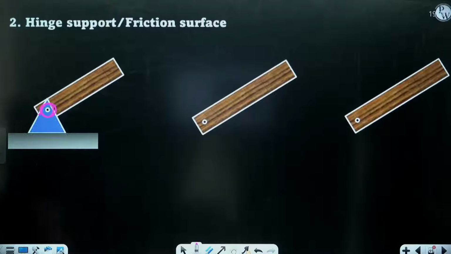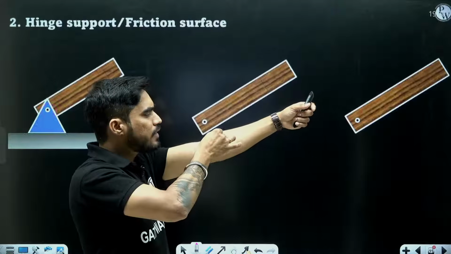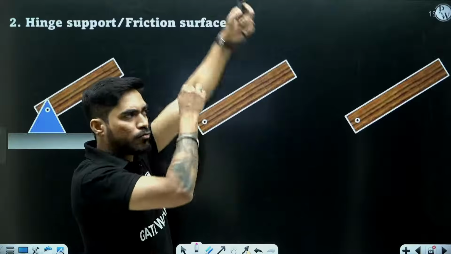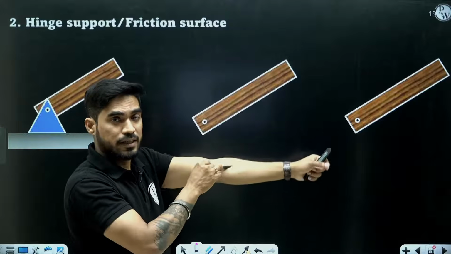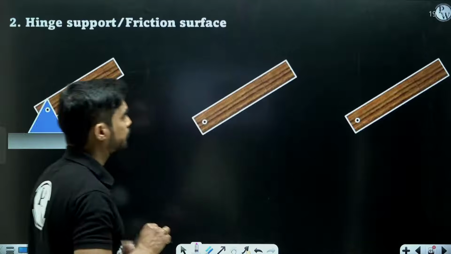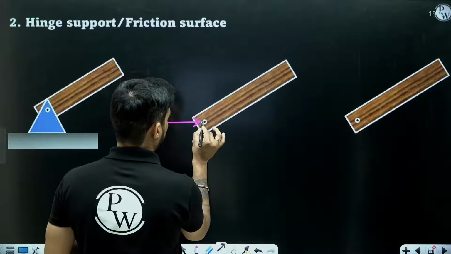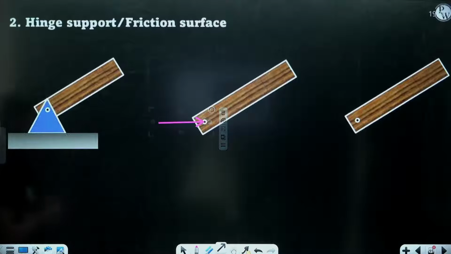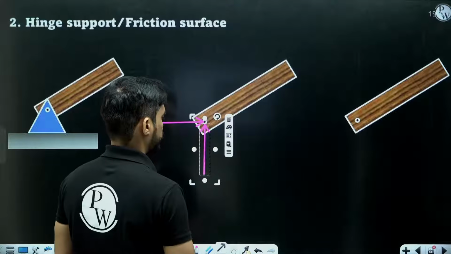Now, if I support a body using a pin, then the body cannot move in X direction. It cannot move in Y direction. It can rotate about the pin, but it cannot translate in X or in Y. So here what is going to happen is, there will be one force in X and one force in Y.